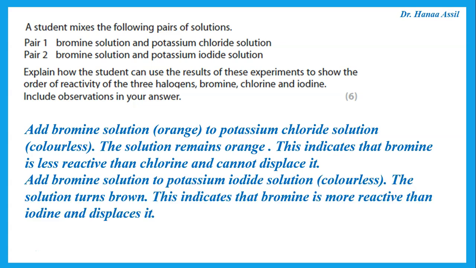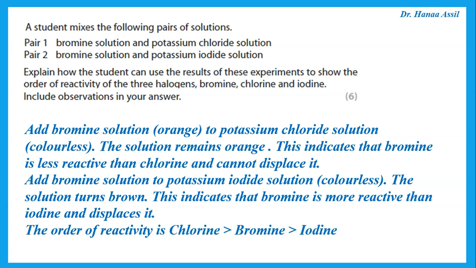But if we add bromine to potassium iodide, again, potassium iodide is a colorless solution, but now bromine is more reactive than iodine, so the bromine displaces the iodine. Now I have iodine in solution. This turns brown, and this indicates that the bromine is more reactive than iodine and displaces it. So the order of reactivity, which we should know, is chlorine more reactive than bromine, more reactive than iodine.